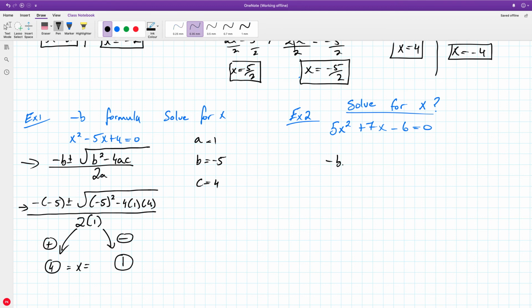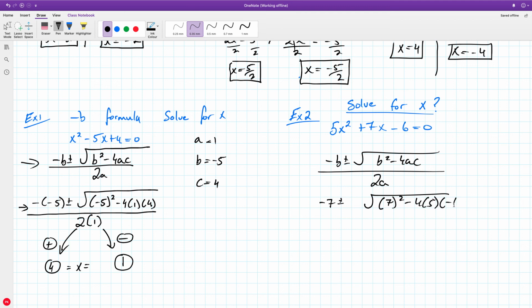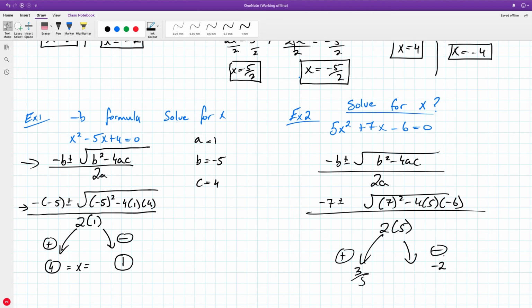Yeah, that's right. Minus b plus or minus the square root of b squared minus 4ac all over 2a. So, minus 7 plus or minus the square root of 7 to be squared minus 4 times 5 times minus 6, all over 2 times 5. And you got, for the plus answer, 3 over 5, is it? And for the minus answer, you got minus 2. Perfect.